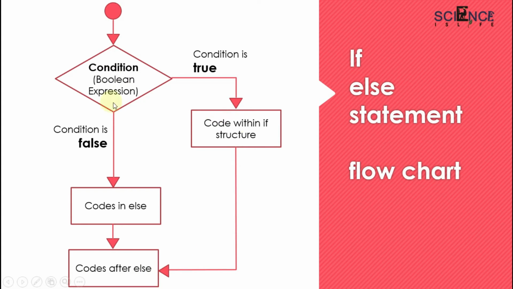If the if condition is false, then it will not go inside the if structure. It will skip the if structure and jump into the else structure, right? It will go inside the else structure, and after executing all the code within the else structure, it will execute the code after the else structure, right? So that is how the if else statement works.